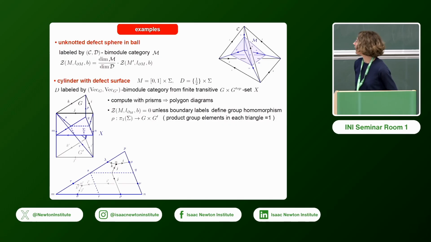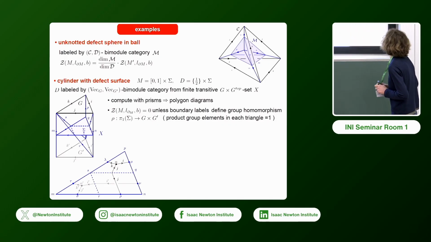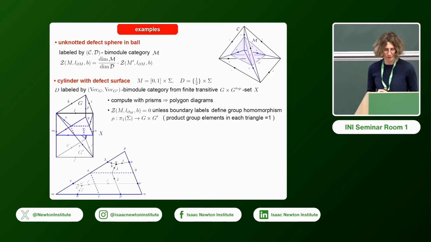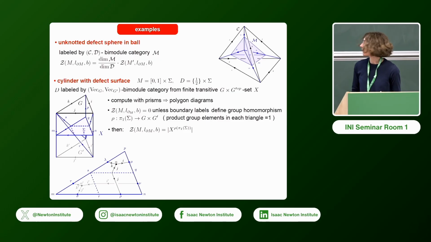And what one finds is that the state sum is zero unless the boundary labels define some group homomorphism from the fundamental group of the surface into the two groups. And if they do, then the state sum simply gives the number of fixed points under the group action.